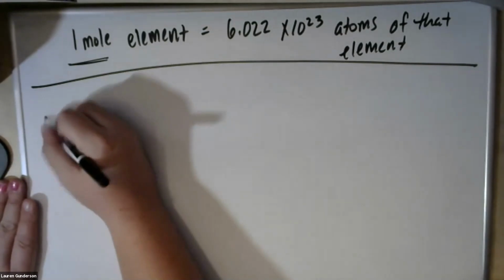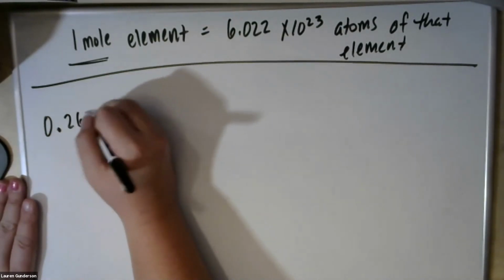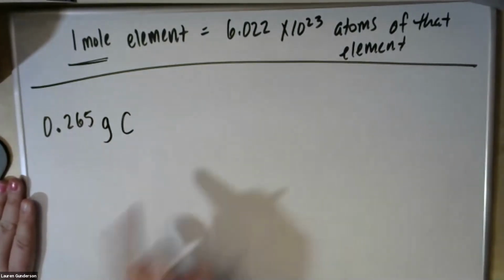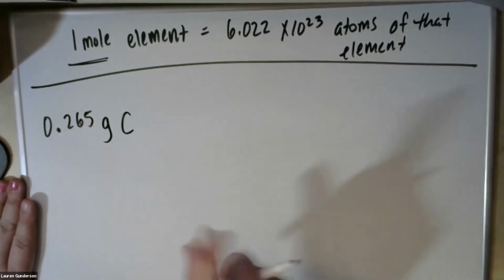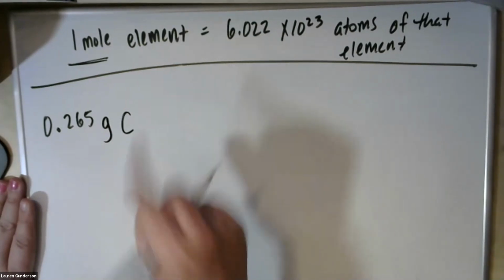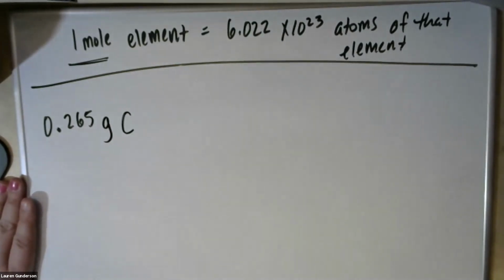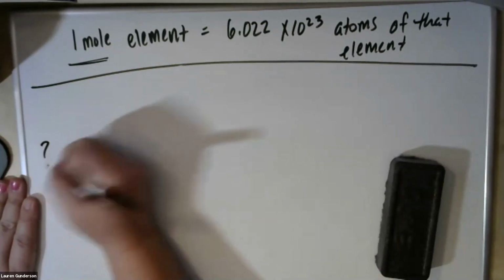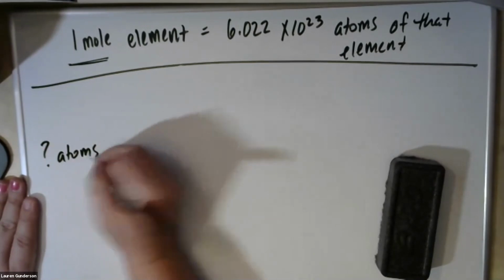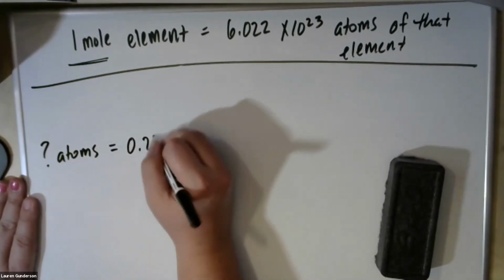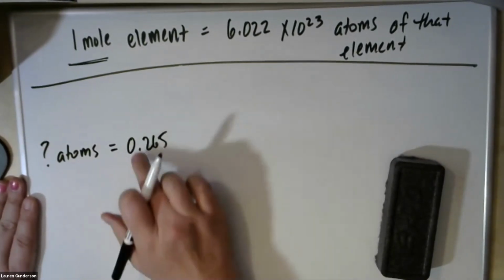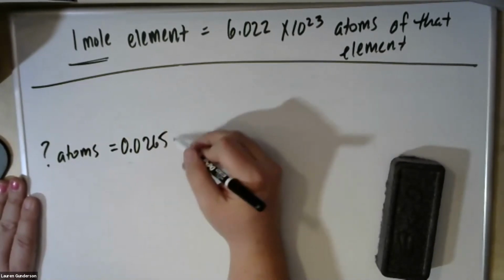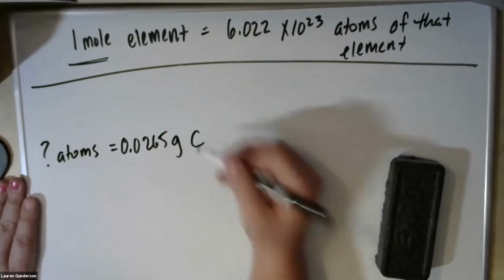Okay. So we have 0.265 grams of carbon. All right. Now, the relationship that we've been using so far, let me actually rewrite this the way that I was just telling you guys, because we want to know how many atoms there are in 0.265 grams of carbon.